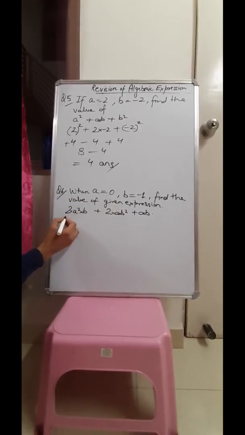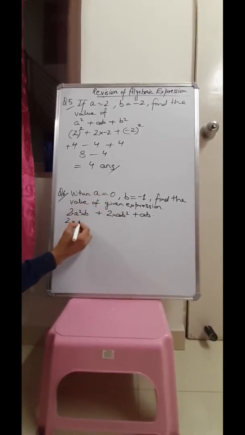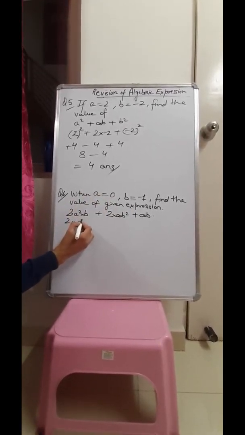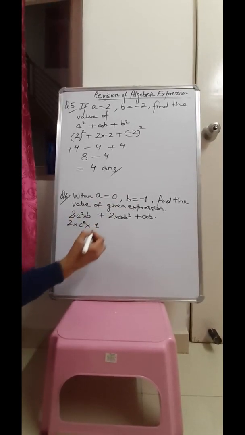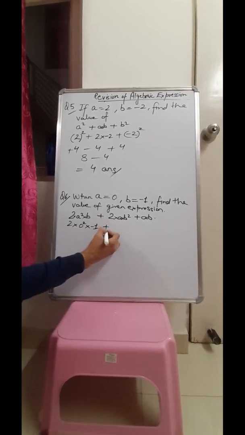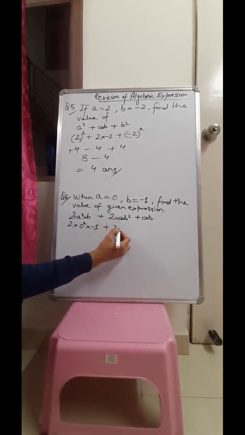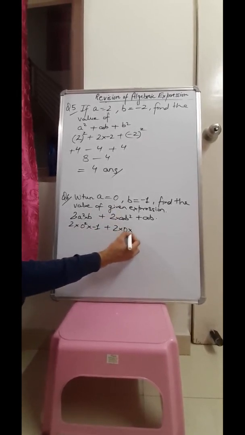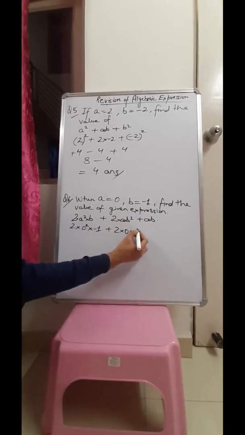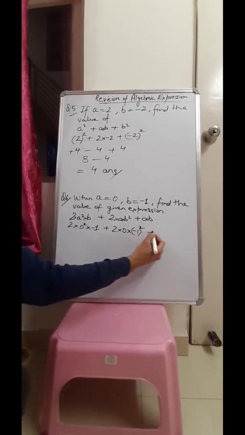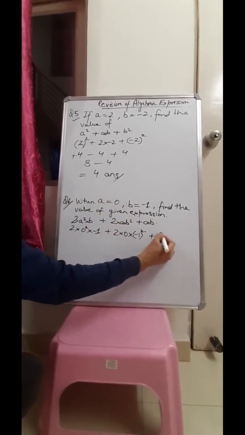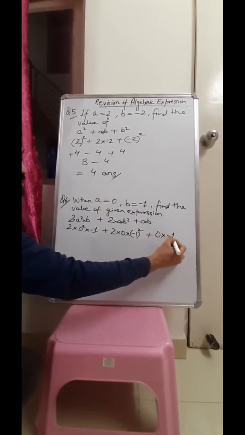So that means 2, a value is 0, so here 0 power 2 will become 0, and multiplied by b, that is -1. So next term is 2 multiplied by a value is 0 and b value is -1 raised to power 2, and last term is a multiplied by b, a is 0 and multiplied by -1.